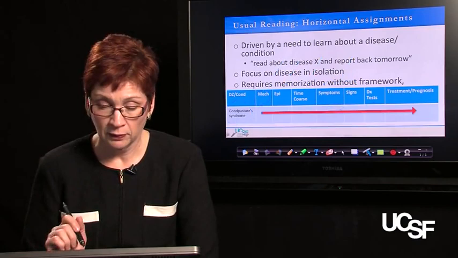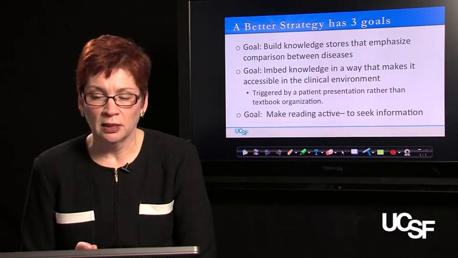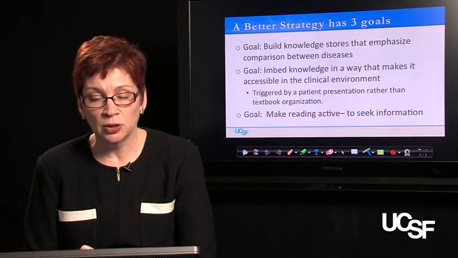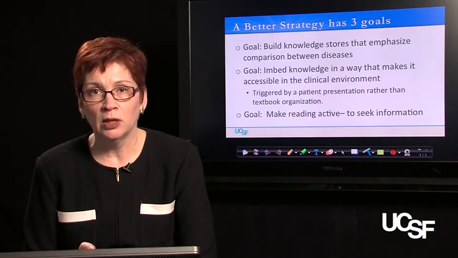A better reading strategy other than horizontal reading has three goals. Goal number one is it's important to build knowledge stores that emphasize compare and contrast learning about diseases. We call that comparison between diseases.